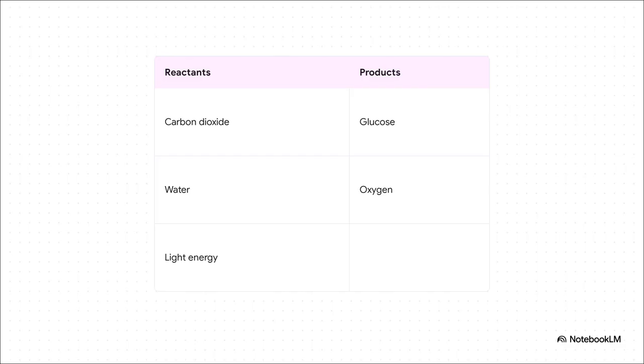Now, what's really interesting about this slide is how it breaks down that exact formula into what goes in and what comes out. Our reactants, the things used during photosynthesis, are carbon dioxide, water, and light energy. Our products, the things produced by photosynthesis, are glucose and oxygen.